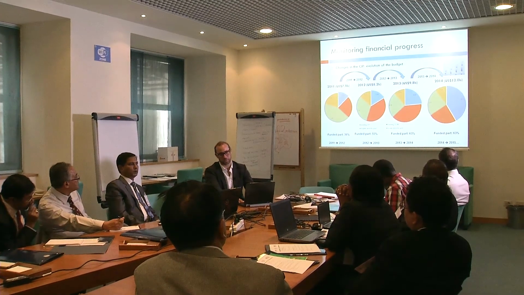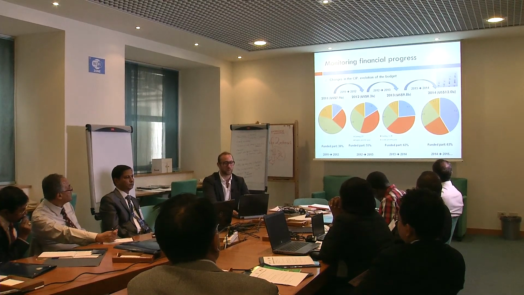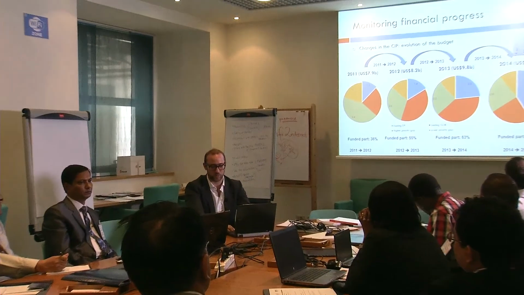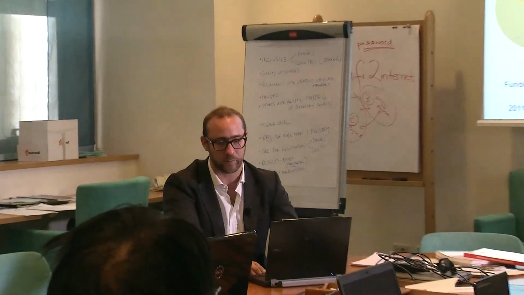Now, again, this is just a different way to see the same figures. Instead of bars, we have cakes. Depending on your taste, you can look at one or the other, but essentially it shows the same progress. The blue part represents what was funded, and then let's look at what we have now, 5 billion.